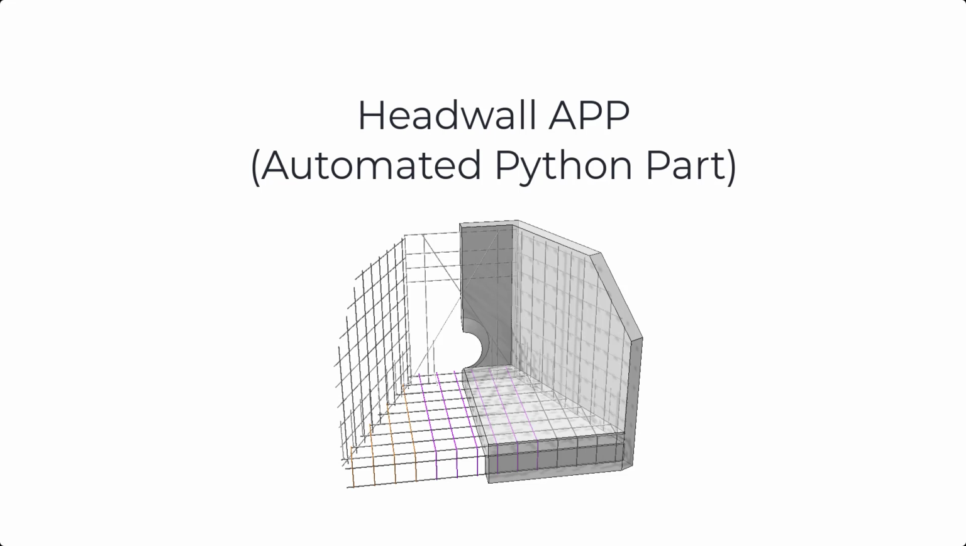In this video, we will give a quick overview of the headwall automated Python part, or app as we like to call them. The headwall app includes everything necessary to create your headwall, providing the ability to modify the geometry to your liking, including aprons, openings, and sloped end walls. After the geometry is defined, we can then add all the required reinforcing through inputs in the palette.